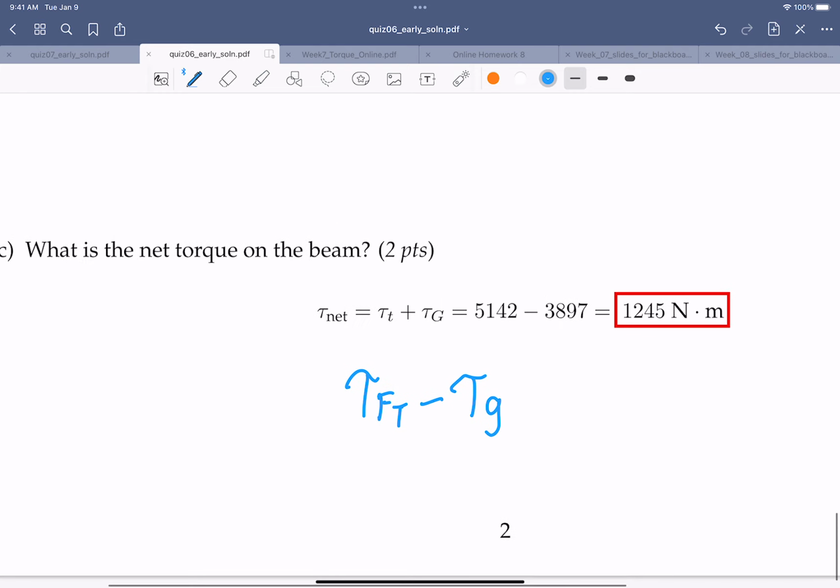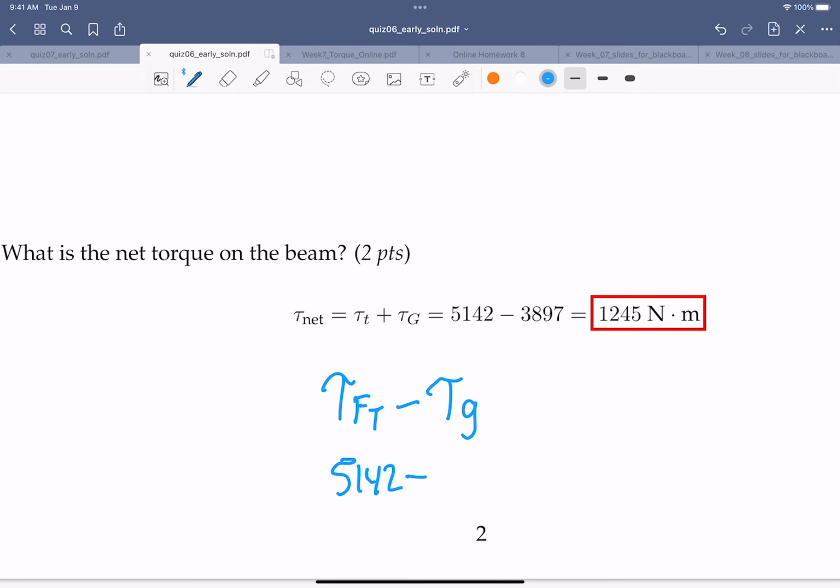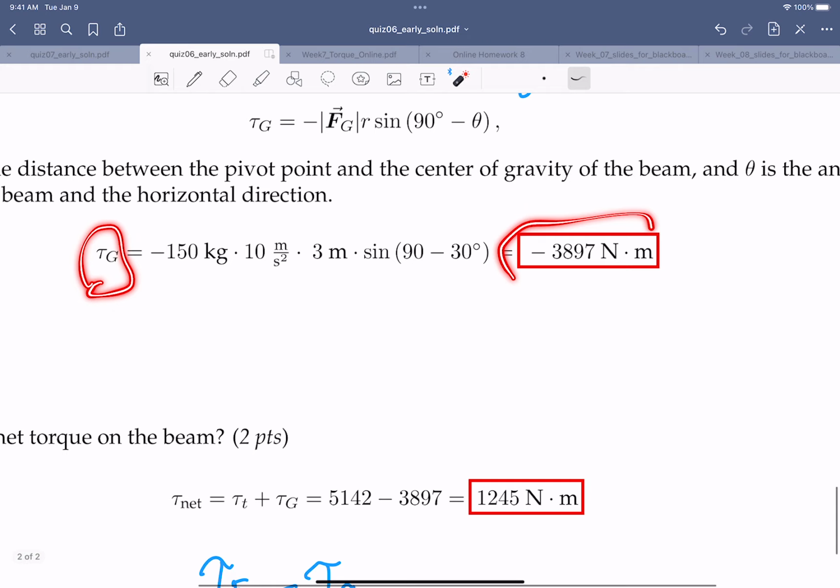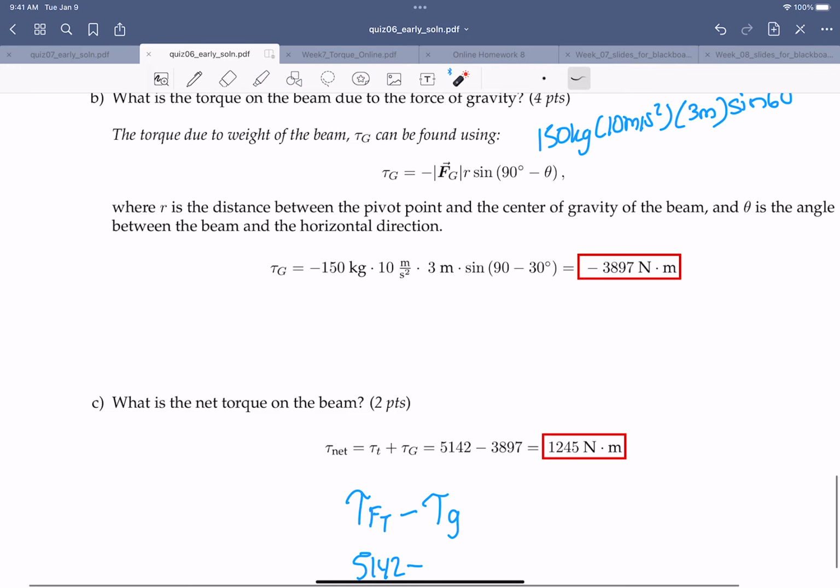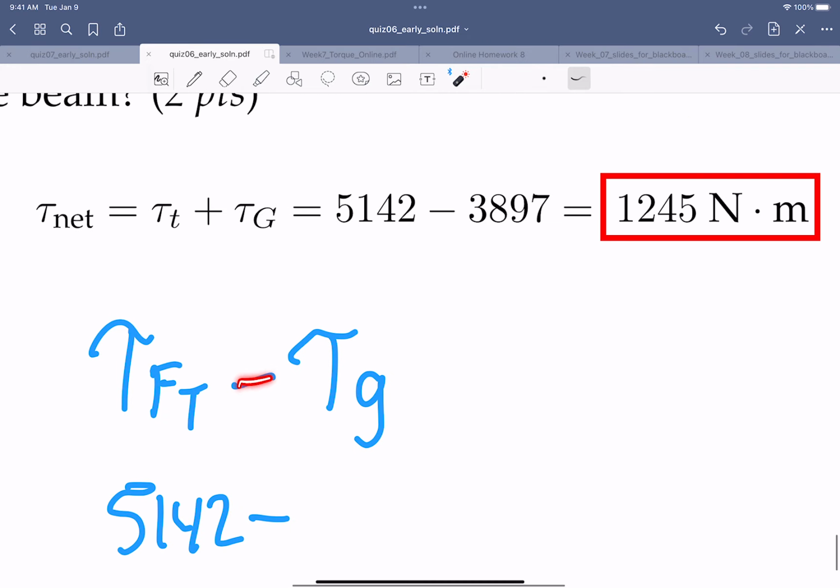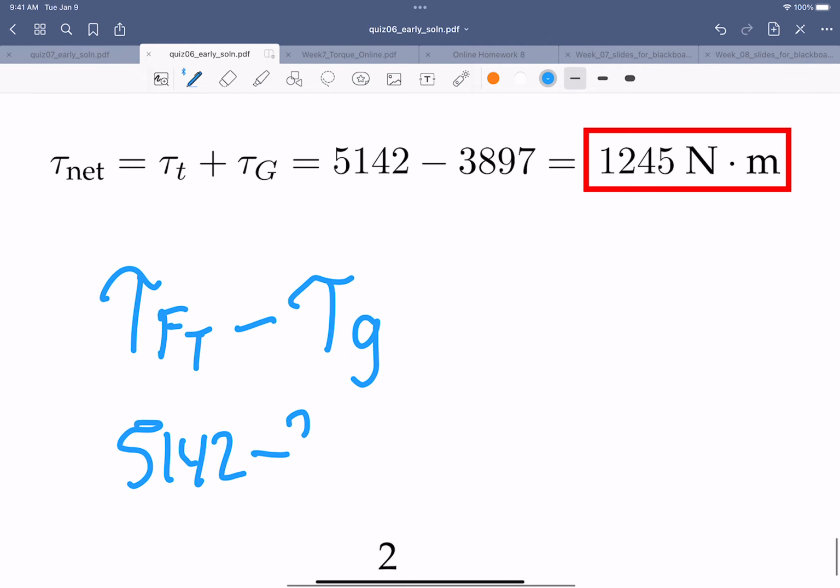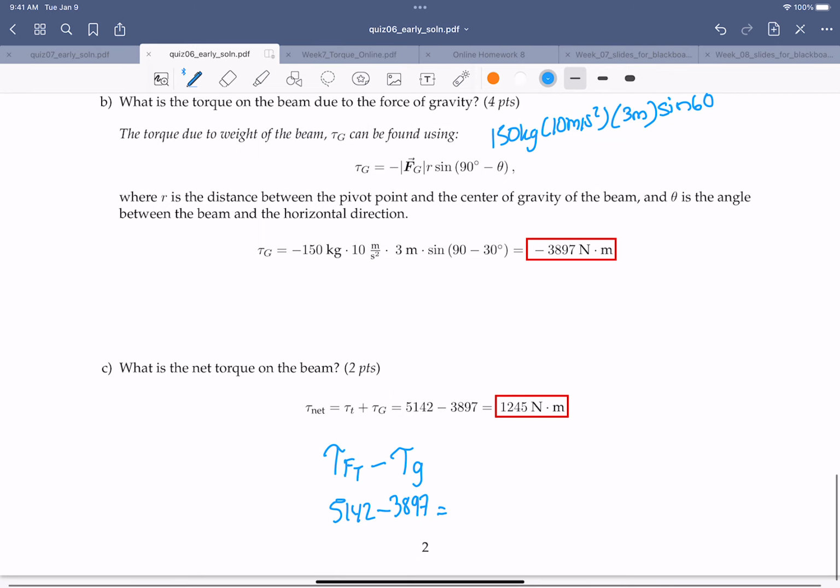And so we just take 5,142 and then minus. Now, we know that the torque due to gravity, we said it was negative 3,897, right? That's the torque due to gravity. Now, since I include the direction in my equation from the beginning, I just have to put in the magnitude. So I just put in 3,897, and I calculate this way, right?